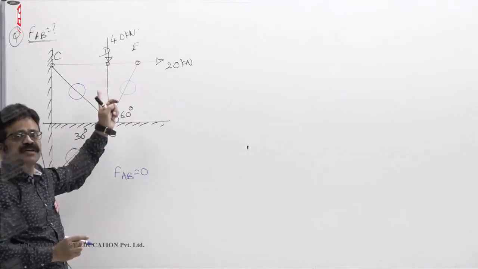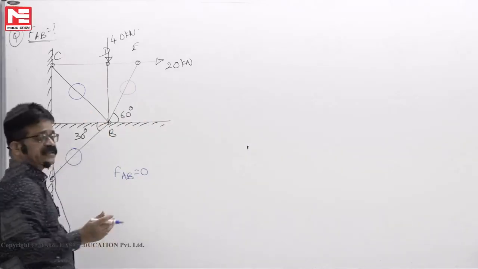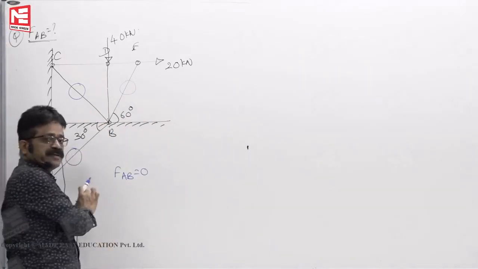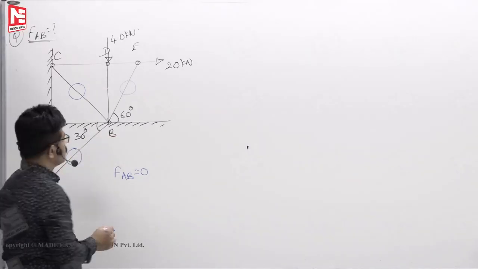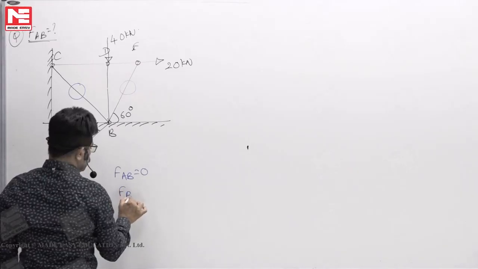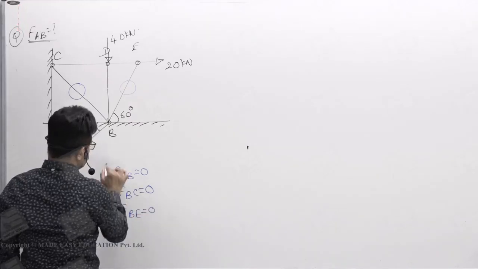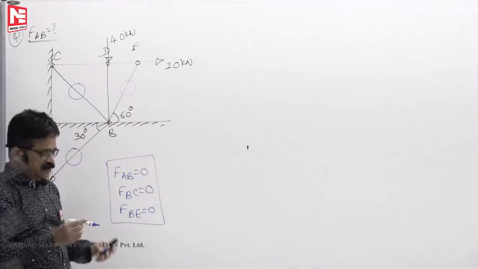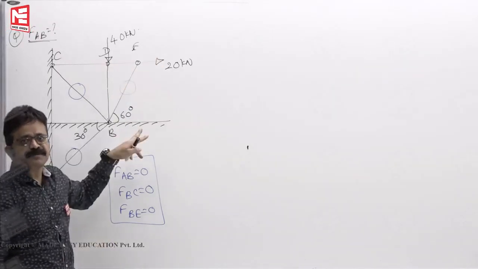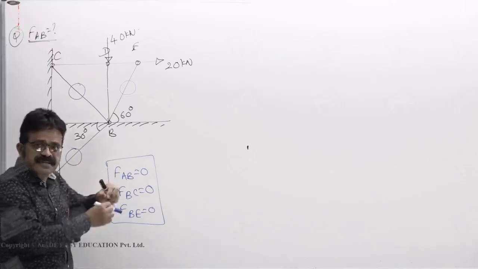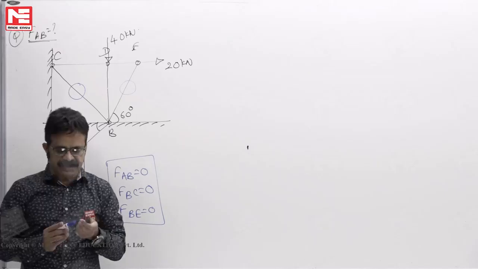So in this case the total number of members having 0 force is 3. Like that they can ask what is the force in a particular member or how many 0 force members are there. Any which way they can ask. So FAB is 0, FBC is 0, FBE is also 0, all for different reasons. For one, there are 3 members, 2 are collinear, so the third member has to be 0. For the other, since it could not elongate or contract, it is 0. So 3 member forces are 0.